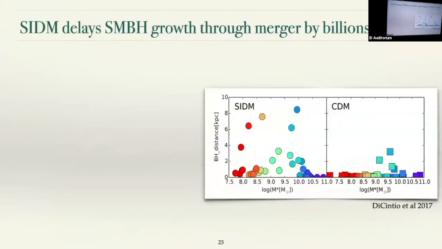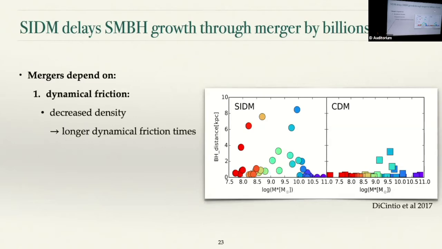Okay, and so why is this happening? Well, in this 2020 paper, and even before this in Di Cintio 2017, we have some hints that the black holes maybe behave differently in CDM versus SIDM. In particular, we find in my 2020 paper that SIDM delays supermassive black hole growth by mergers by billions of years. This has two things happening. The first thing is that mergers depend on the dynamical friction, and so if you have decreased densities, you have longer dynamical friction times. Shijing was asking Jillian about this yesterday, and here you're sort of seeing that effect.